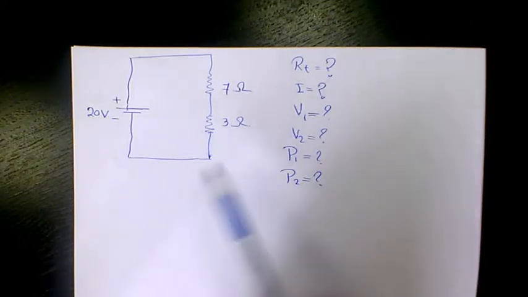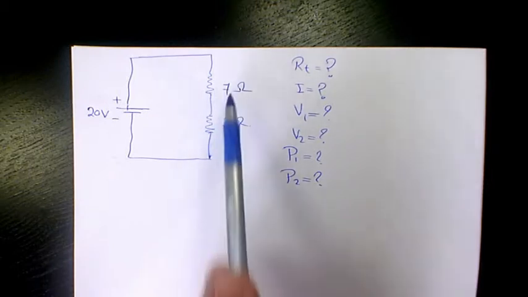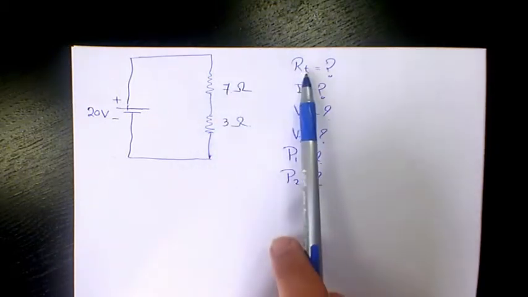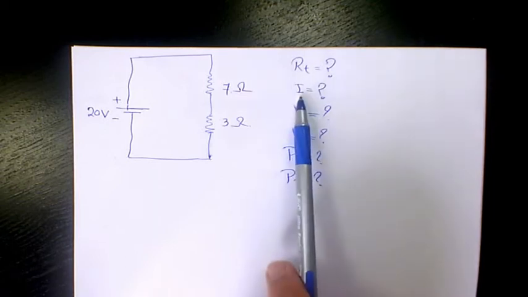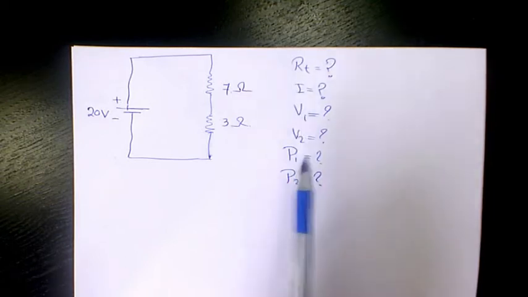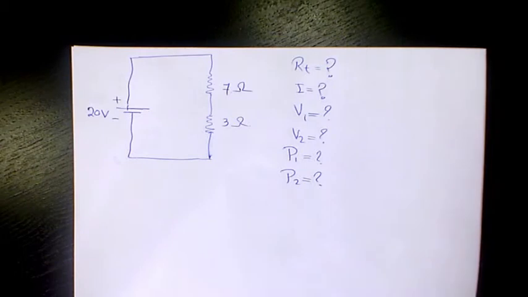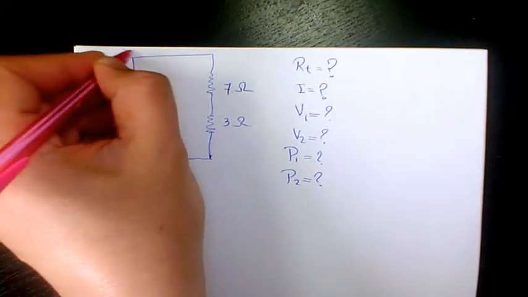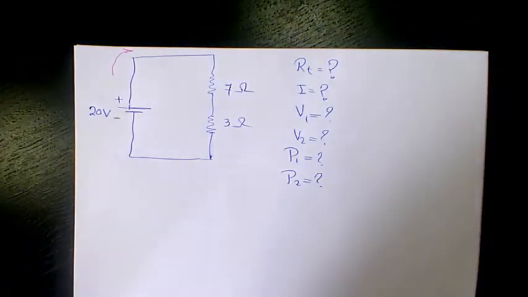Here we have a series circuit. As you see here, these resistors are in series. We need to find out the equivalent resistance, the electric current, V1, V2, P1, and P2. Since we have a series circuit, I is constant everywhere.